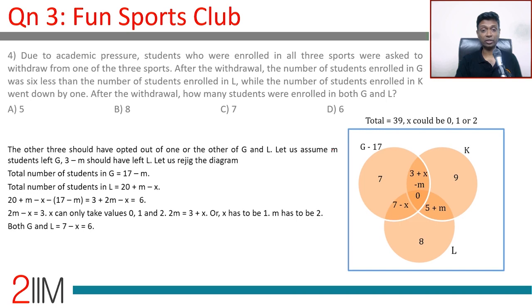Due to academic pressures, students who are enrolled in all 3 sports were asked to withdraw from 1. The number in K dropped by 1. L is greater than G by 6. It's exactly the same text. How many students were enrolled in both G and L? G and L is 7 minus X. We know that X is 1. 7 minus X is 7 minus 1, which is 6.